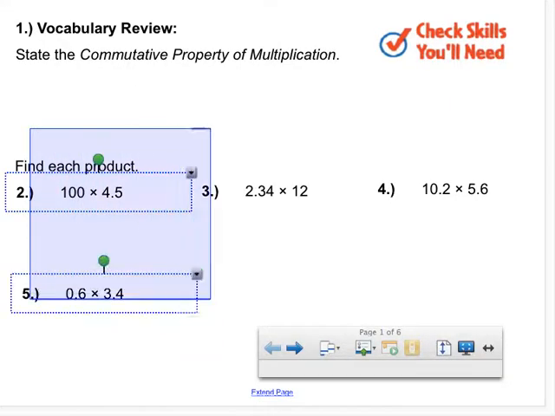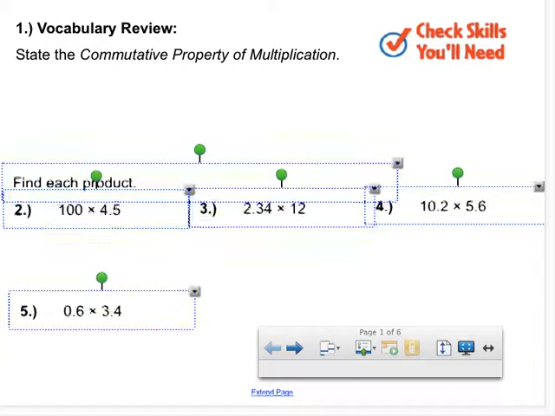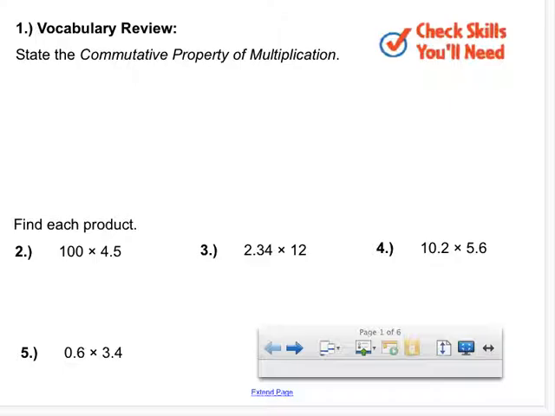Quinn, yes. You're thinking multiplication property of equality. Okay, that's solving equations. This is something else. Kayla?